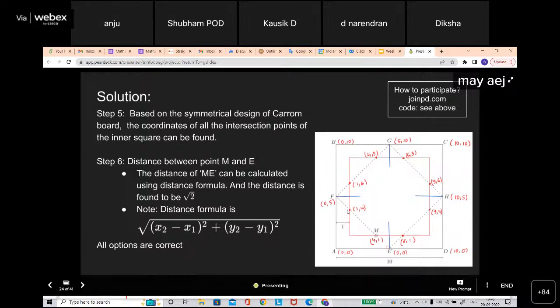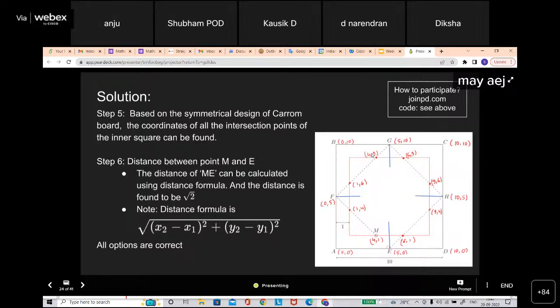Once you find the equation of the line EF, you can find the equation of this line which passes through M. What is going to be the equation of this line? This is going to be y is equal to 1, because this height is given as 1 meter and this is parallel to this line. Now you can get the intersection point of the line EF and this line, and when you solve this, you will get 4 and 1. The coordinates are (4, 1).